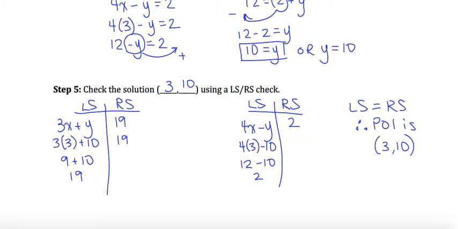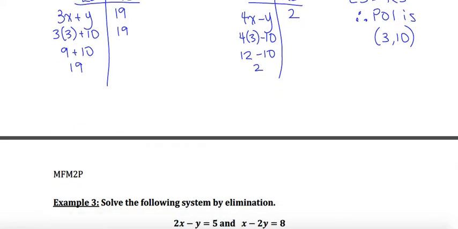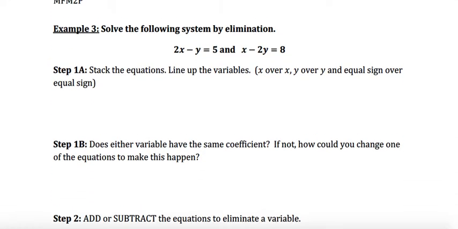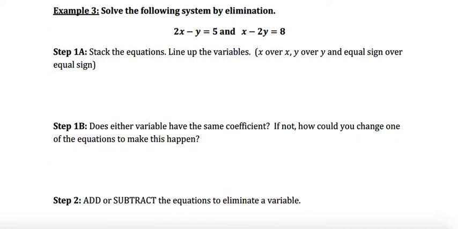So one more example. This example number 3 has an extra intermediate step, and I'll show you what that looks like. So example number 3, we're solving the systems of equations. So we want to find out where these two straight lines intersect. You'll notice that I've broken this up into step 1a and step 1b because this is going to be very important. The first thing we want to do is stack the equations. So we're going to line up our variables: x's over x's, y's over y's, and equal sign over equal sign.